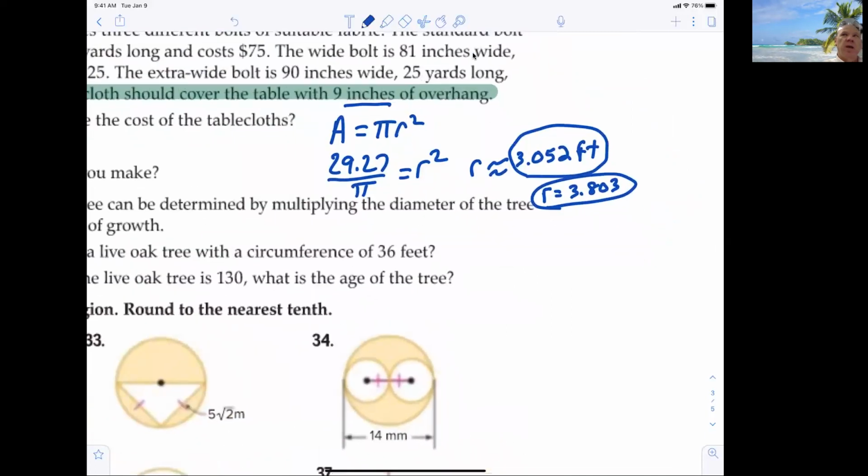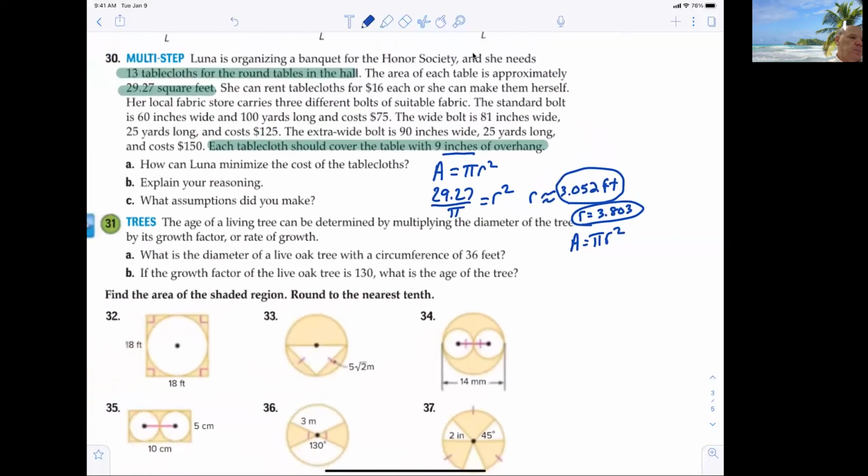To figure out the area, right? So we got to do area equals pi r squared again. So do that. And tell me what that was. Say it again. 45.412. That's good. All right, so that's the area of each one.